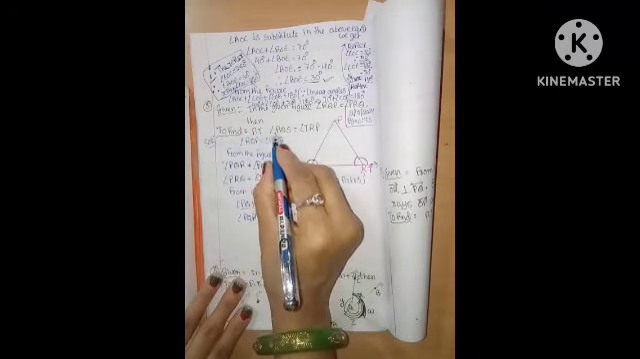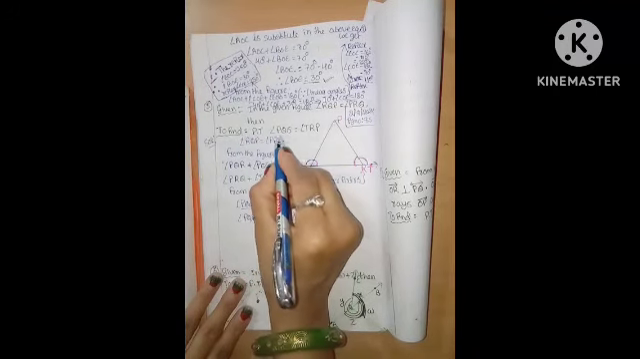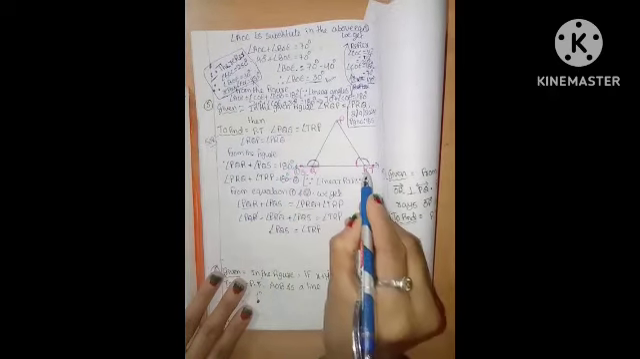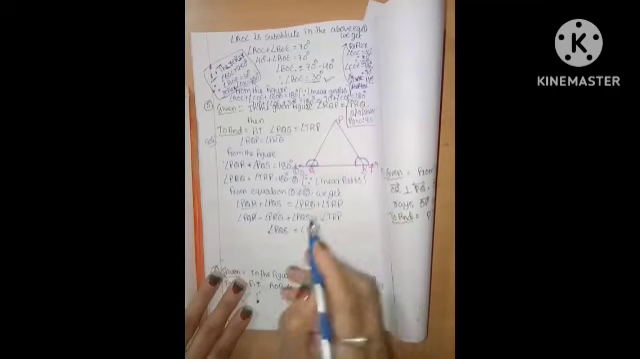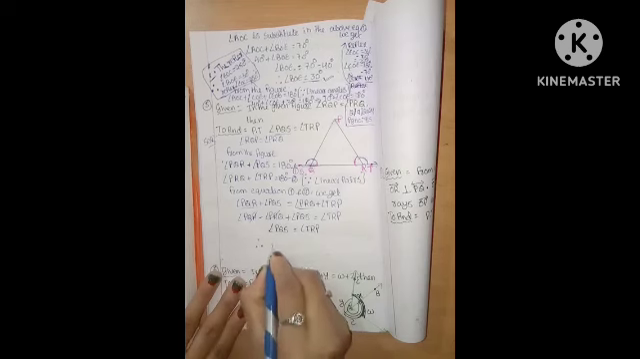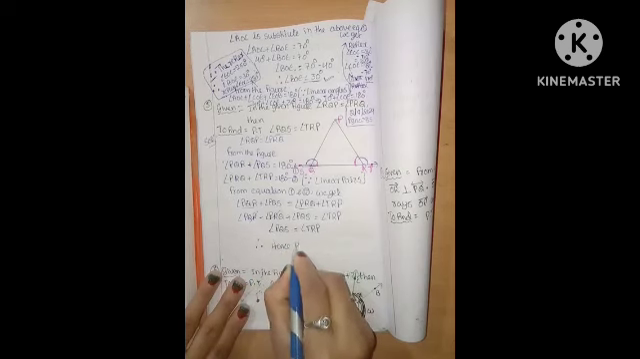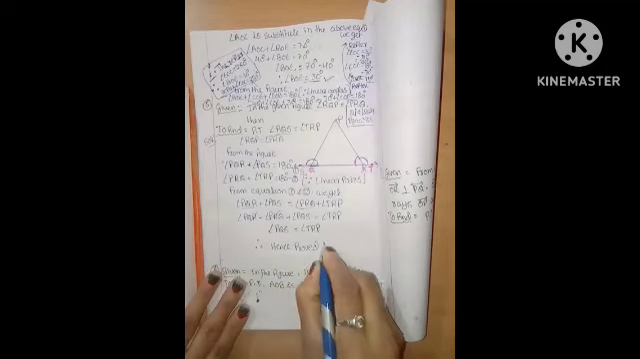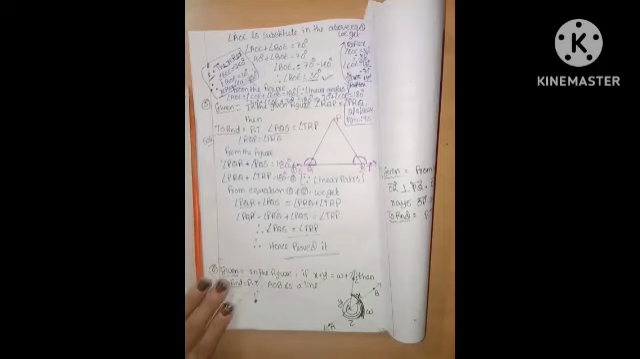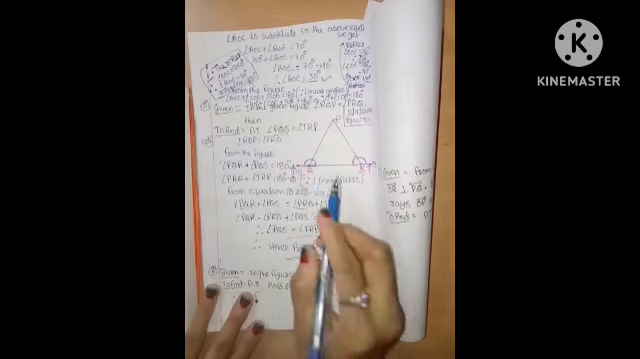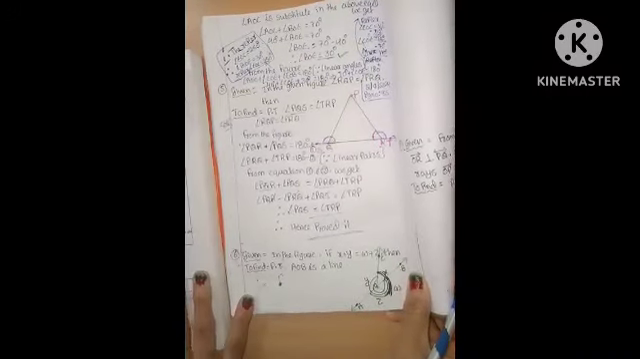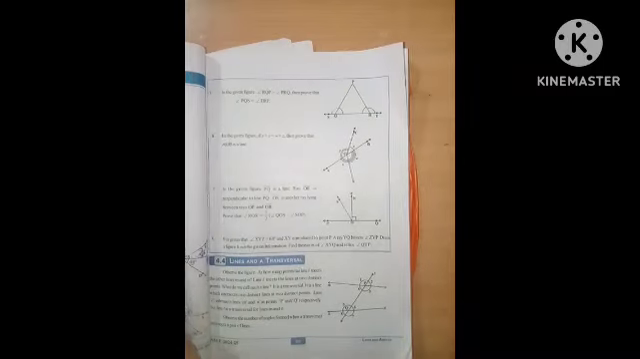What is asked in this question? Prove that angle PQS is equal to angle TRP. Both are equal, so proved. Are you clear? These two are equal because they are linear pairs. This problem's solution is over, and next we'll move on to the next question.